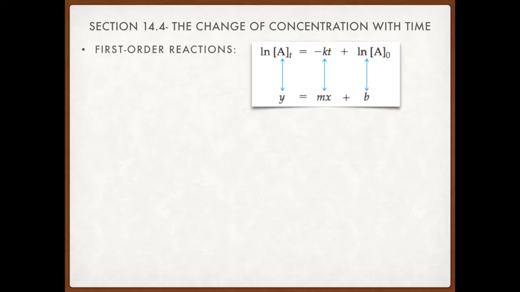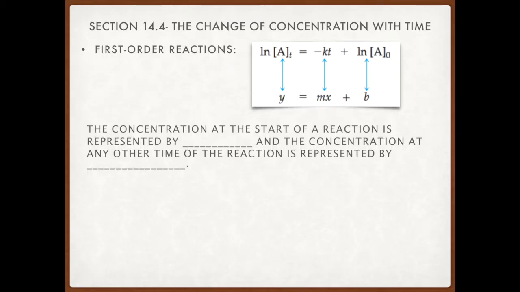Now this is the linear equation for representing a first order reaction. The natural log of the concentration of A_t, which simply represents the concentration of one of your reactants at a specific time, equals negative kt, k being your rate constant, plus ln of A naught, A naught being your initial concentration. So the concentration at the start is going to be A naught, while the concentration after a specific amount of time is going to be A_t.